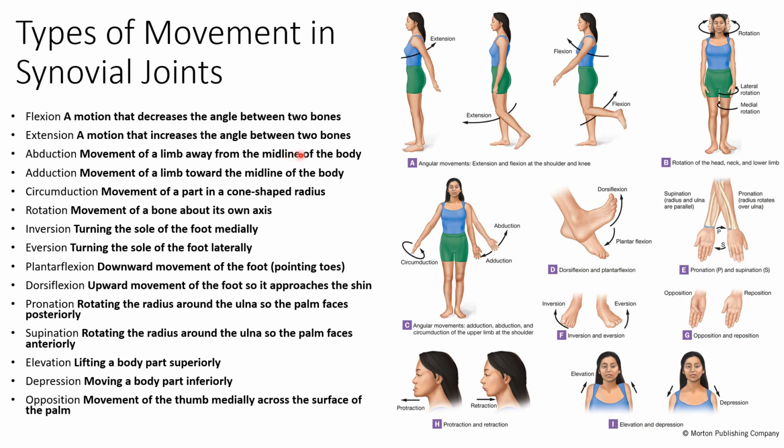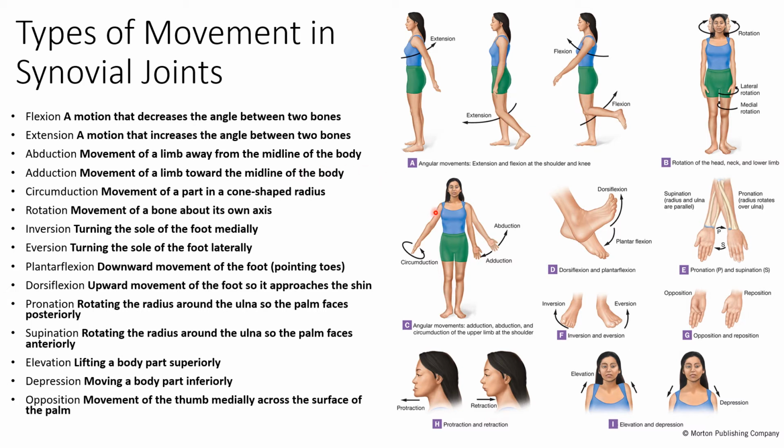Now let's go over the types of movement in synovial joints. So flexion, which is going to be a motion that decreases the angle between two bones. So let's take a look at flexion here. So you can flex the elbow, we can flex the shoulder, the GH joint. So here she is flexing that shoulder, she's decreasing the angle there. Also we can look at the knee joint here. She is flexing here. You can see that is flexion there. So those are great examples there.